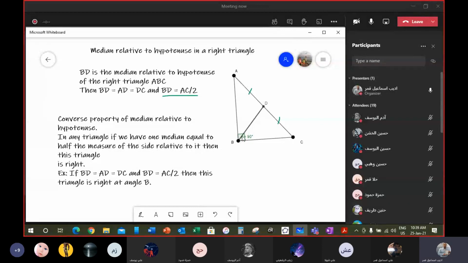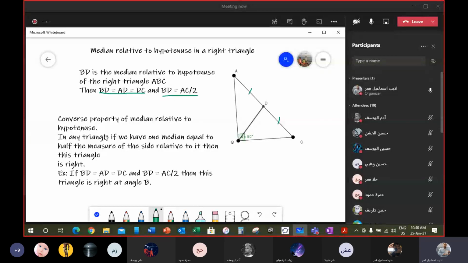So now we can prove that triangle ADB is isosceles by the property of the median relative to the hypotenuse, because we have BD equal to AD, and we can prove the triangle BDC is isosceles because we have BD equal to DC from the property of the median relative to the hypotenuse. Okay, you have here BD equal AD equal DC. So these two triangles ADB and BDC are isosceles.